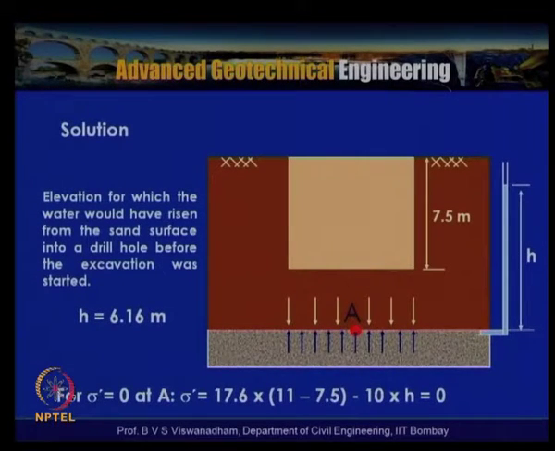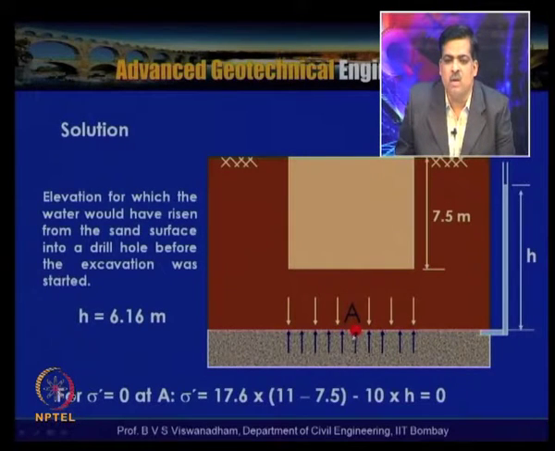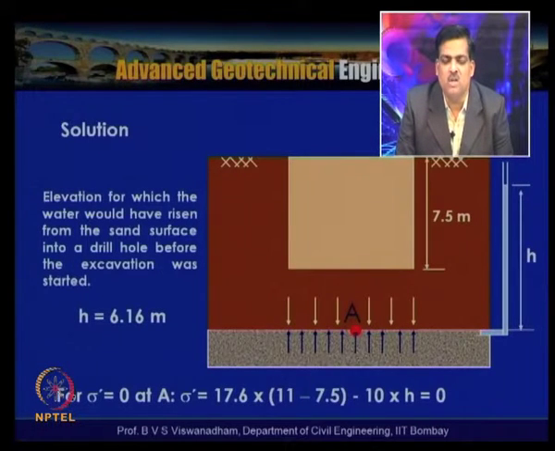To determine that, as we did in the previous problem, we can calculate the effective stress at point A, and failure occurs when the effective stress at point A is equal to 0. Knowing the saturated unit weight, we can calculate 17.6 into (11 minus 7.5), which is the soil remaining since this portion has been excavated, minus 10 into H, where 10 is the unit weight of water taken as 10 kilonewton per meter cube. With that we get H equal to 6 meters.